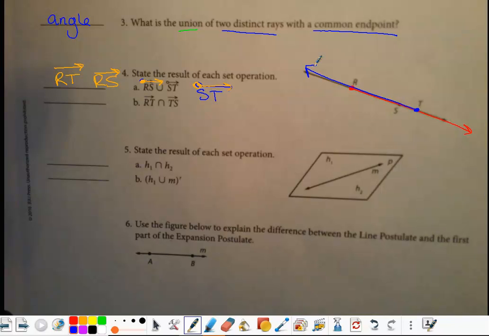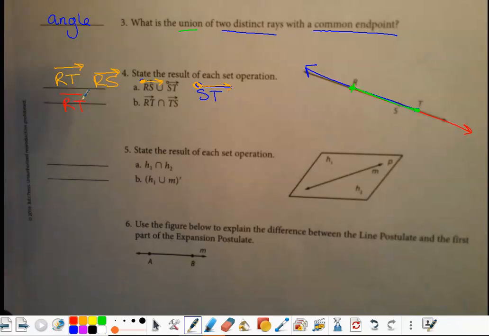So intersection, would it be just line RT? Line RT means it keeps going each way, like you've got arrows. No, it doesn't. It's a segment. On this one, the intersection, what they have in common, is everything between R and T. That's all they have in common. So the answer here would be segment RT. But the notation in geometry is imperative. You have to use the correct notation or your answer is wrong.